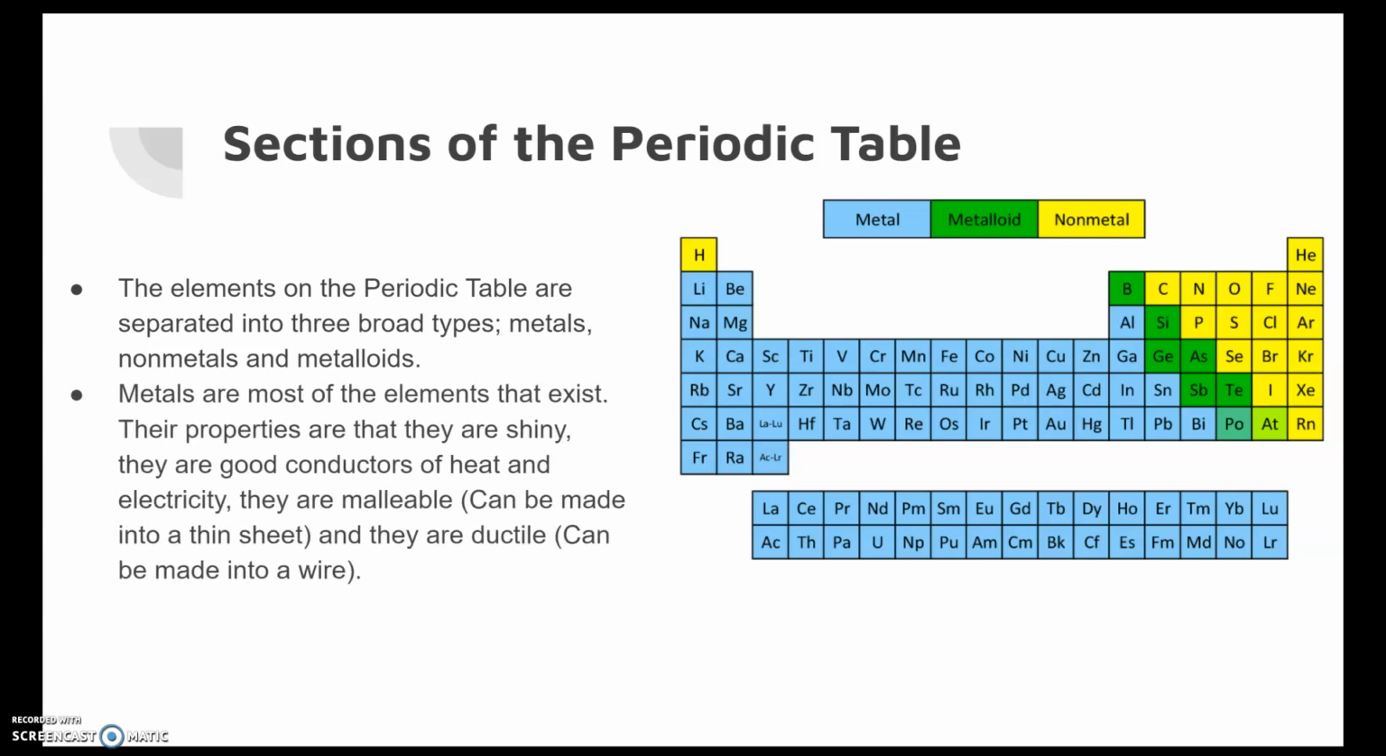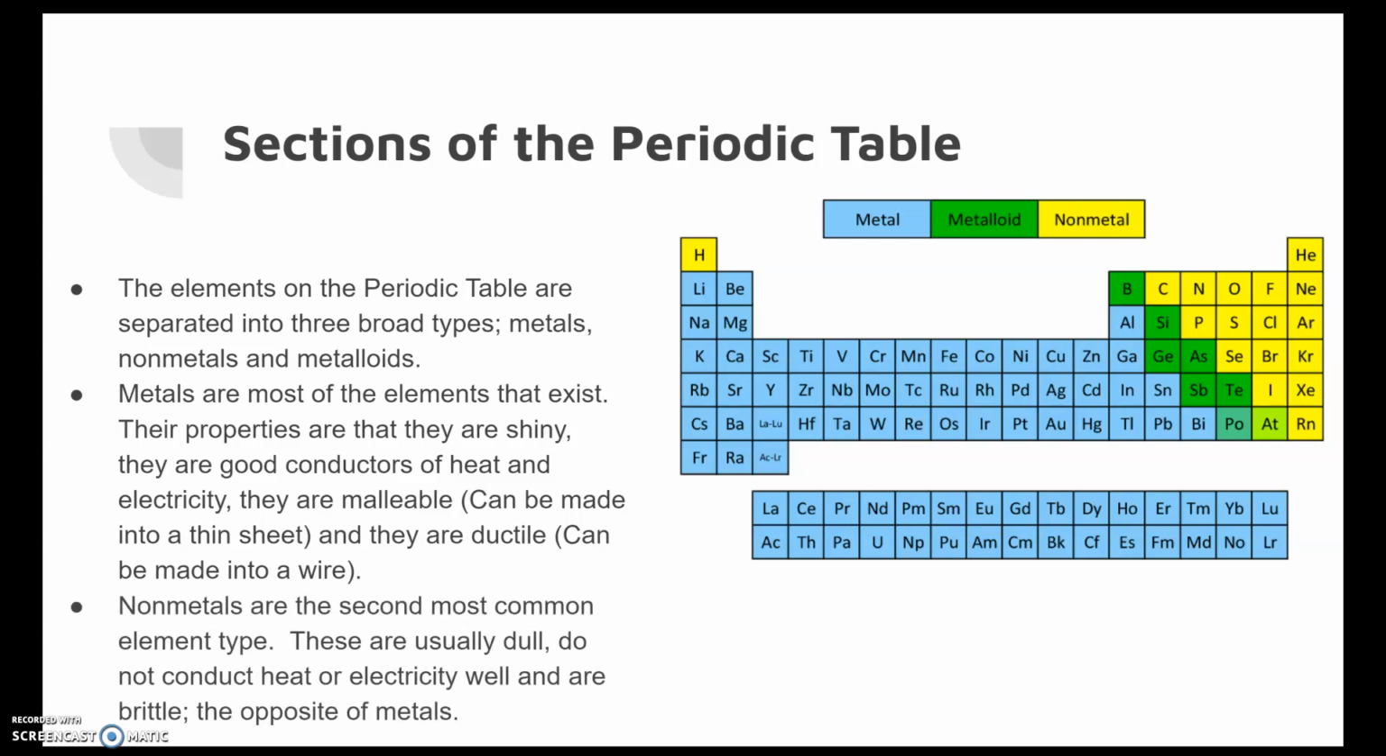So we'll look at the metals first. They're very shiny. They're good electricity conductors. They're good conductors of heat. They're malleable, meaning that you can fold them and you can manipulate them. You can also hammer them into a thin sheet, and they're ductile. They can be pulled into a thin wire.